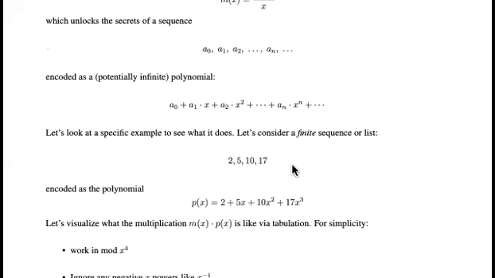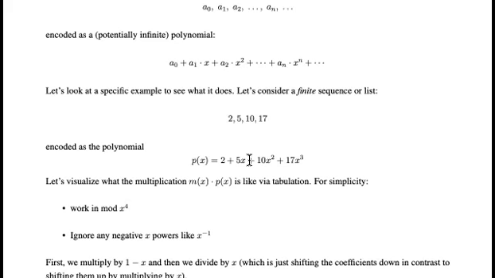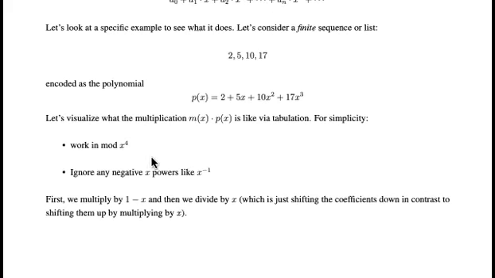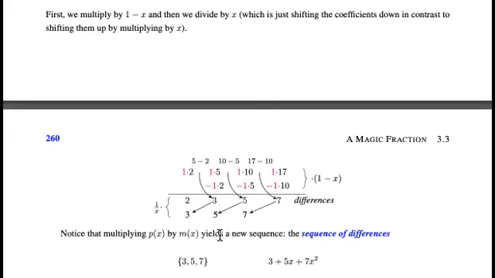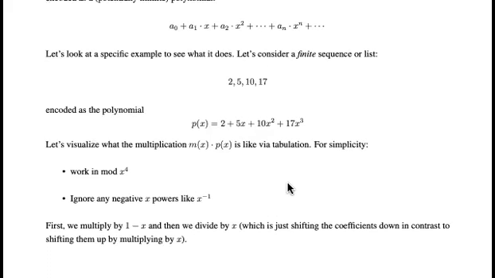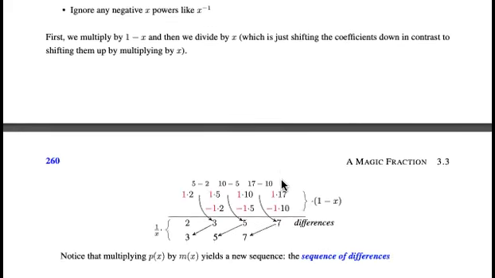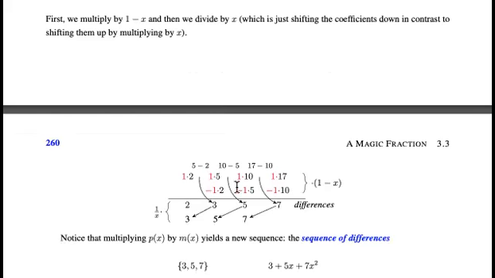Let's take a sequence and turn it into a polynomial. We're going to work in mod x to the fourth, ignore negative powers of x, and use a tabular multiplication technique, as we did in previous sections. So if we take our polynomial 2, 5, 10, 17 and multiply it by 1 minus x, the minus 1 is referring to the x, so when we multiply it, it shifts it over. Then we add. Notice what happens.